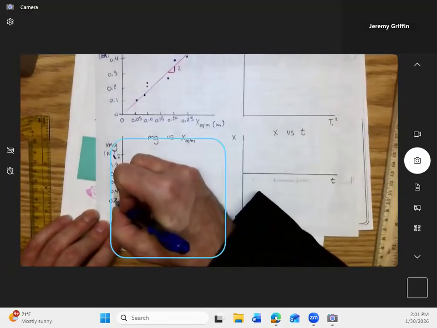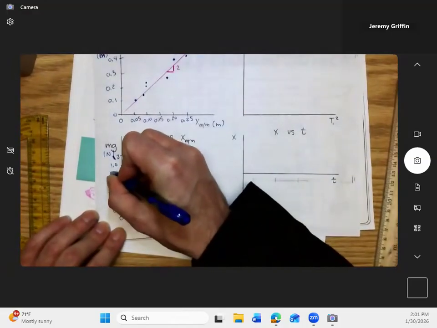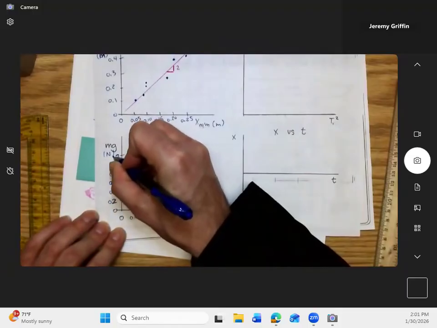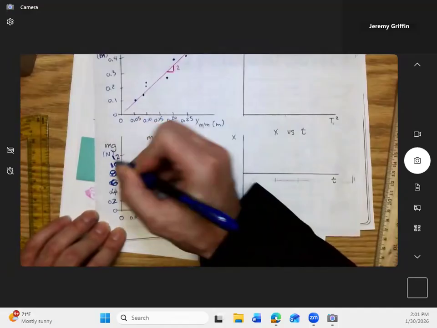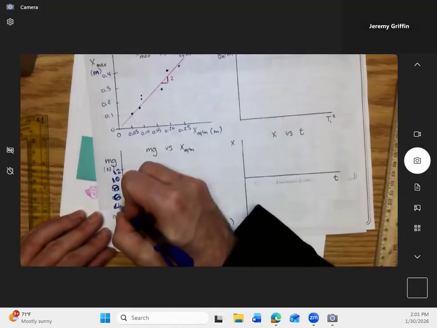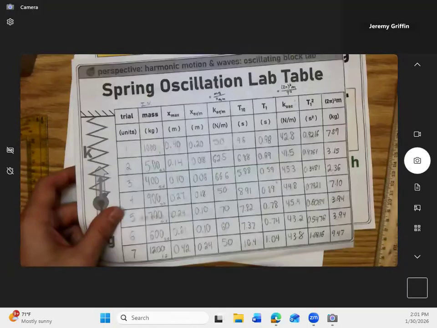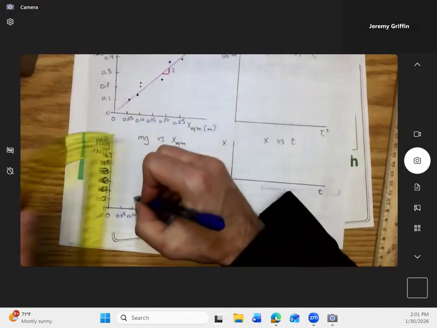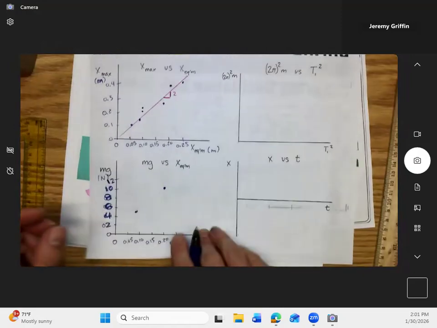This would be 2, 4, 6, 8, 10, and 12. Yeah, 12 newtons. I had to switch out of kilograms, go to newtons. So times 10 about. This is 4, this is 2. All right, that's better. So 0.08, 5. Bam, right there. What else we got?